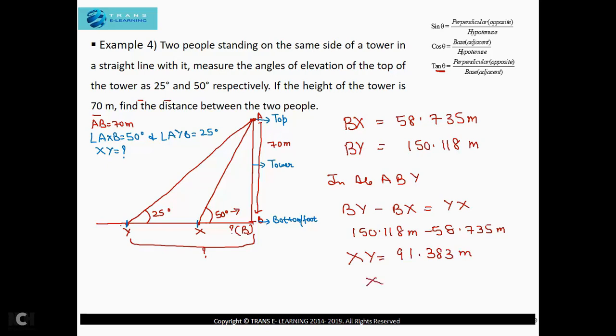And if you want to write with 2 decimal places, then it will be 91.38. This 8 will not change because this digit is less than 5. So the distance between two people is 91.38 meters.